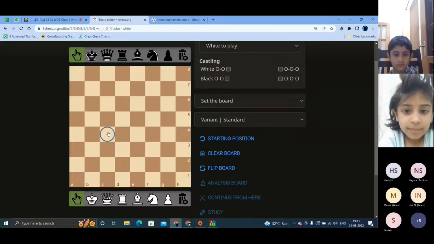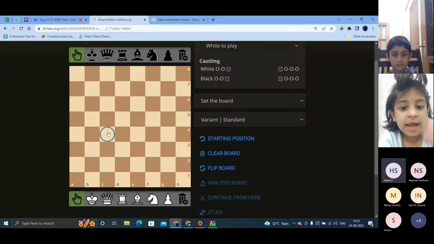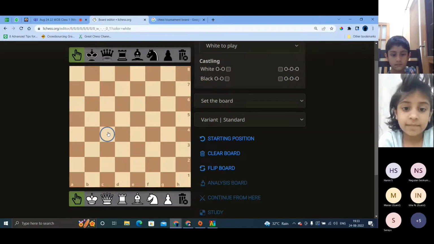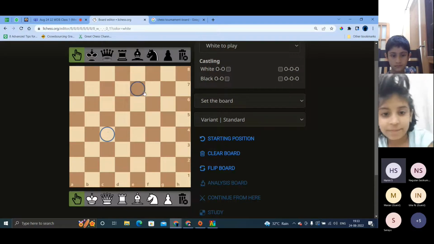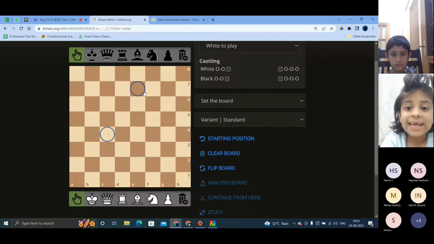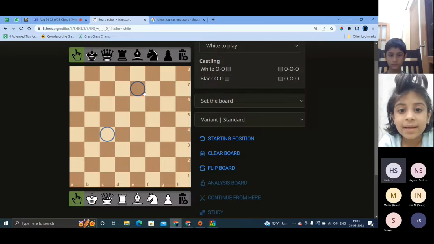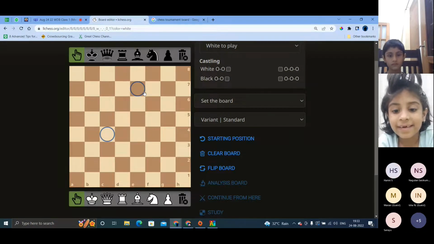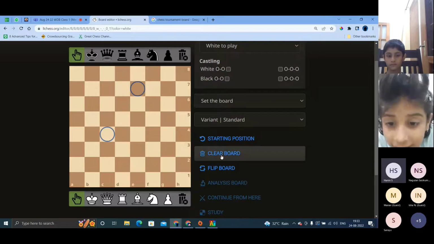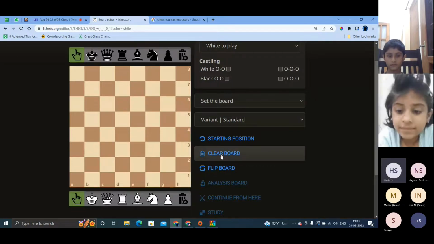D4, ma'am. Light color. No, first you have to name it. C4, ma'am. Okay, C4, very good. And then it is a light square. Very good. Now try for this square, Kashvi. E7, ma'am. Okay, color? Dark square. Very good.